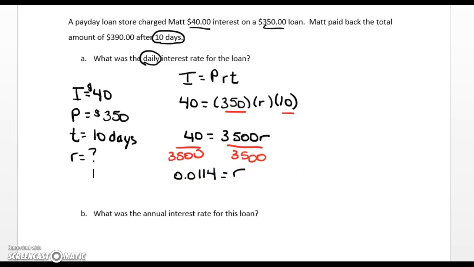So remember, up until we get to our final answer, we should always go to 4 decimals because this one here is not our final answer. Remember, your interest rate in your formula is going to be given in decimal form. So we want to turn this into a percent. So we're going to take that value and times it by 100. Then we find that our interest rate is 1.14%.